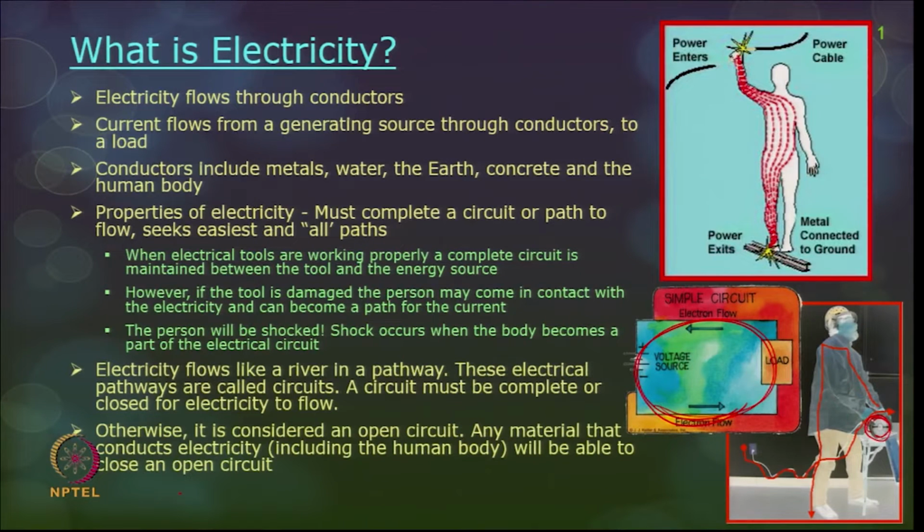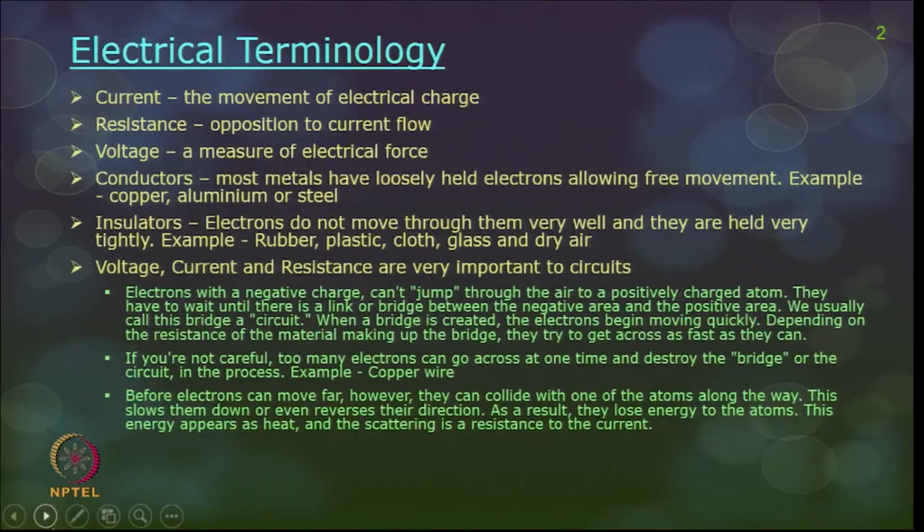If the circuit is not closed, it becomes an open circuit. Any material that can conduct electricity will be able to close that open circuit if the circuit is not closed properly. Some of the terminology with electricity: current. The movement of electrical charge is termed current. Resistance is the opposition to current flow.